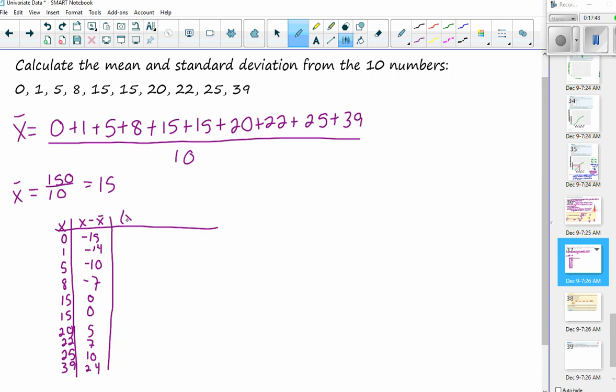Now I have to take all of those differences and square them, because that's going to make all of them positive. That way I can actually see how far from the mean we are. In the column, I can see those top 4 are on the bottom side of the mean, so they're on the left side, whereas the bottom 4 are on the right side. Now I'm going to get all of them positive so I can look at how far apart we are from the mean. So I square each of these, and that's 225, 196, 100, 49, 0, 0, 25, 49, 100, and 576.